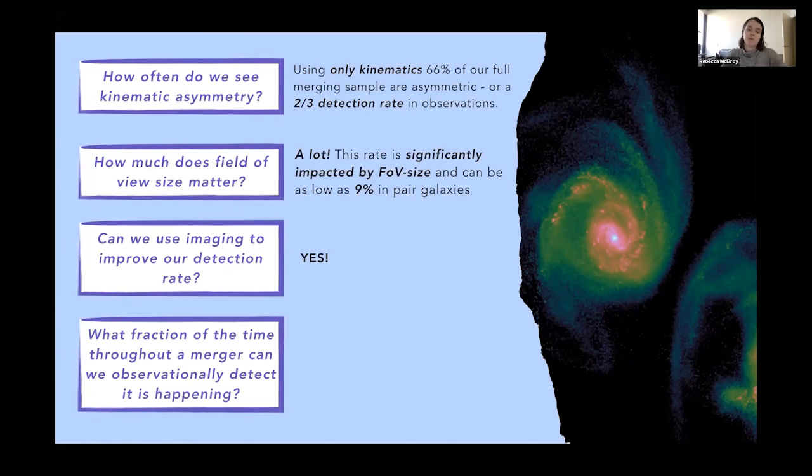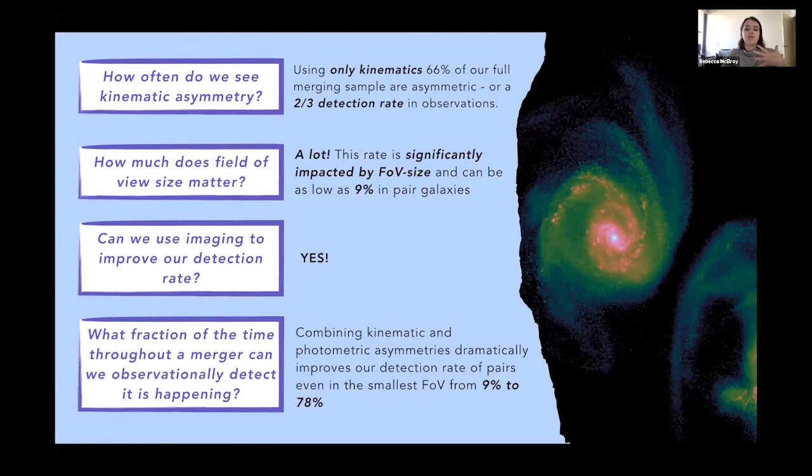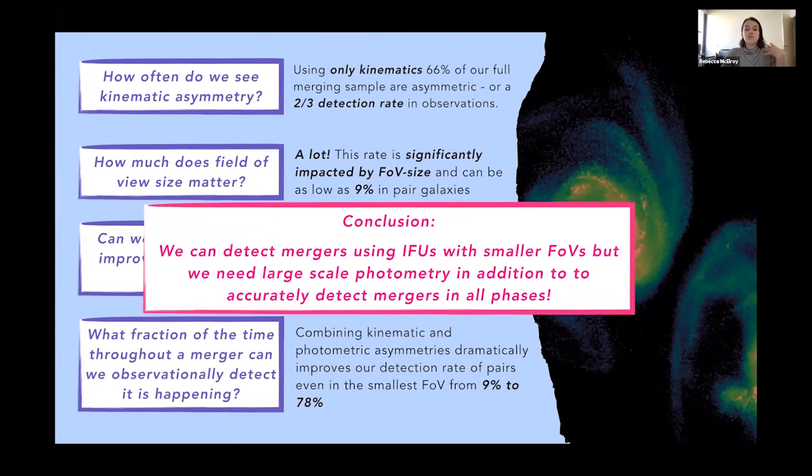And what fraction of the time throughout a merger can we observationally detect that is happening? By combining our kinematic and photometric measures of asymmetry, we dramatically improve our detection rate, particularly of pairs in the smallest field of view, from 9% all the way up to 78%. So in conclusion, we can detect mergers using IFUs with smaller fields of view, but we need large-scale photometry in addition to accurately detect the mergers in every phase.